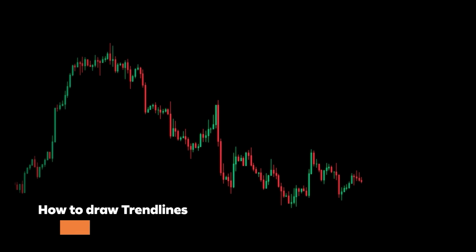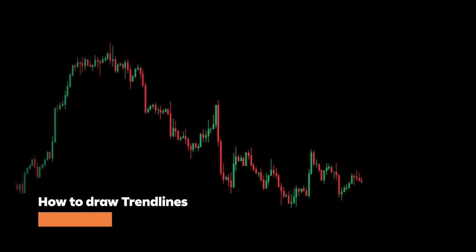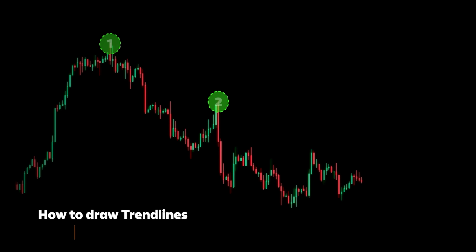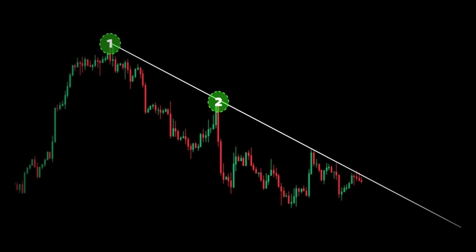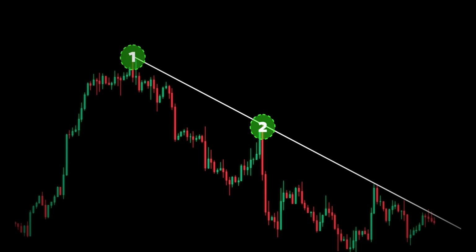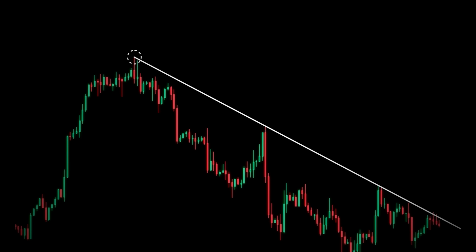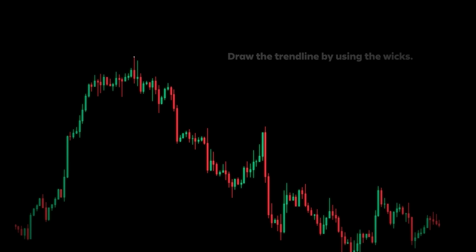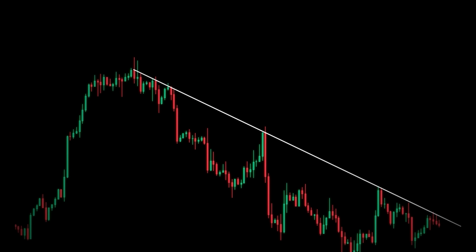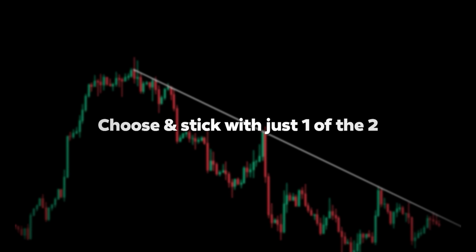Most people draw trend lines incorrectly, so I'm going to show you how to do it right. You will need a minimum of 2 significant anchor points that line up and connect. Make sure to pick out the obvious tops and bottoms. These should be swing highs or swing lows with a clean move away in the opposite direction. Now, typically, you'll draw the trend line by using the wicks, as these often work best. However, the candle body can work as well in some cases, but try to just stick with one of the two and be consistent. Don't switch it up to fit your bias.